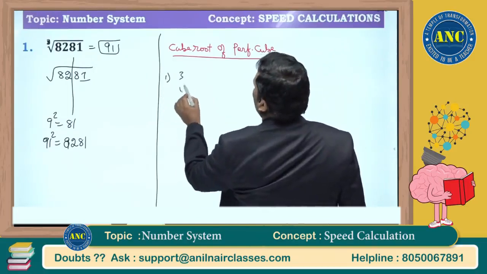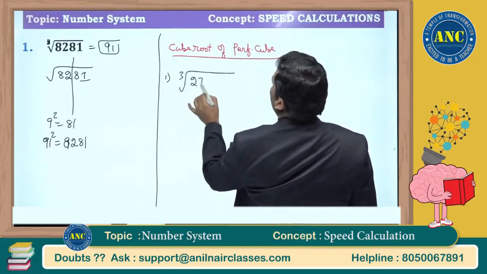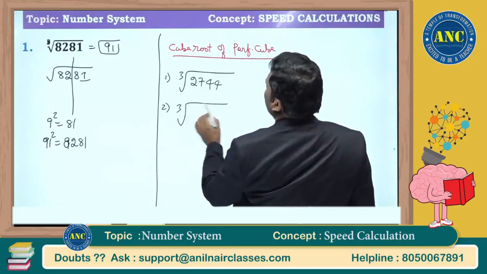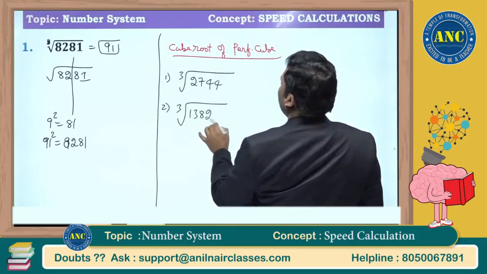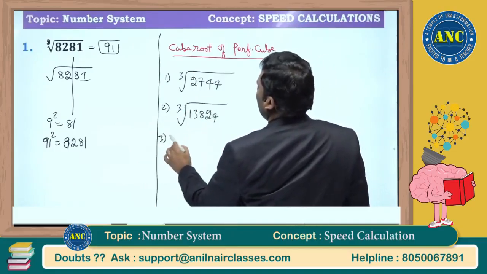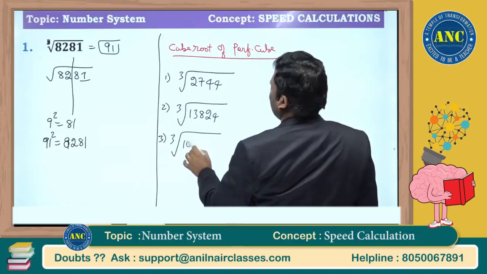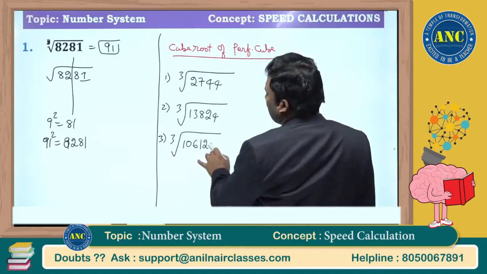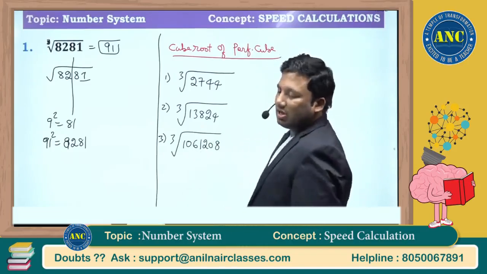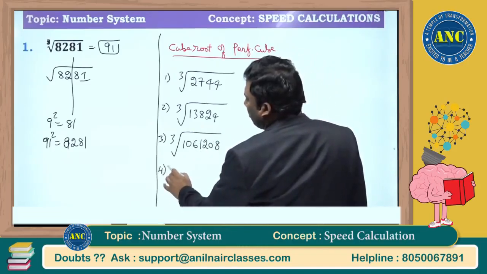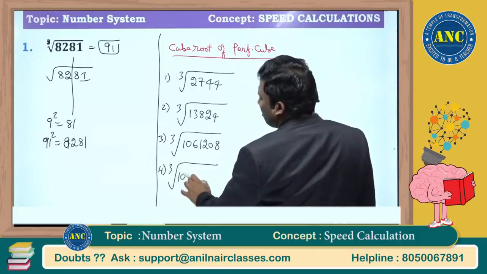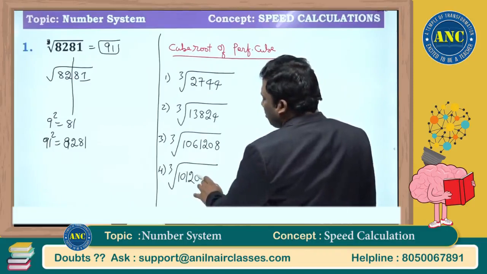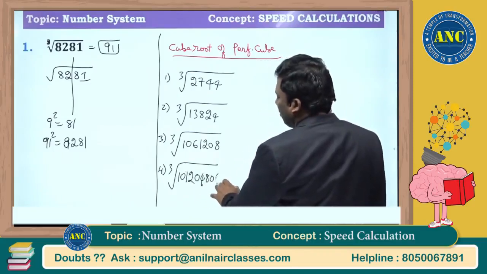Suppose the cube root of 2744, the cube root of 13824, the cube root of 106 1208, the cube root of 1012 048 064.